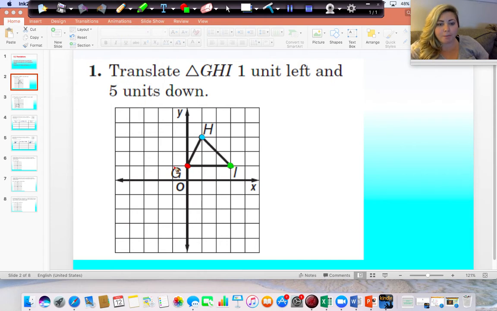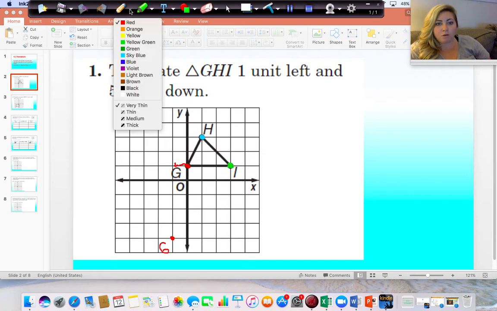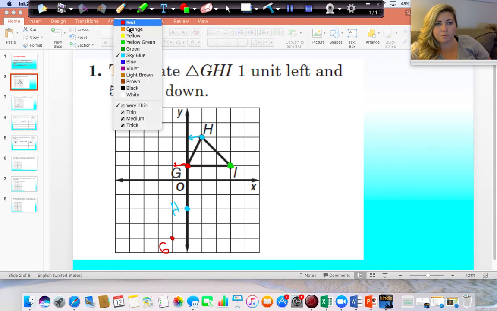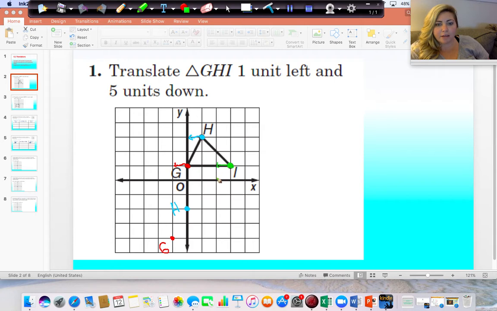So I'm going to take the G and I'm going to move it 1 to the left, it's this way, and then 5 down. So I'm going to count 1, 2, 3, 4, and 5. So the G's new spot is there. I'm going to also move the H 1 to the left and 5 down. So 1 to the left would go here, and then 5 down, 1, 2, 3, 4, and 5. This is H's new spot. Okay, and then I, 1 to the left, and then 5 down. 1, 2, 3, 4, and 5.